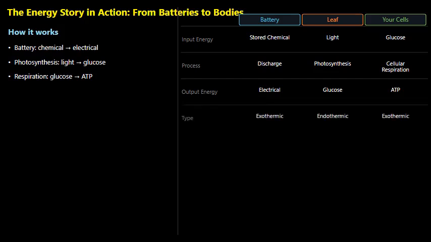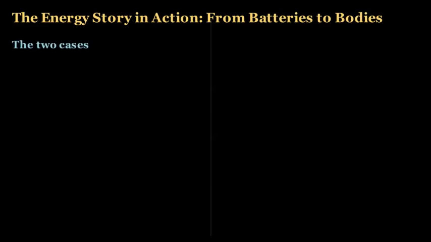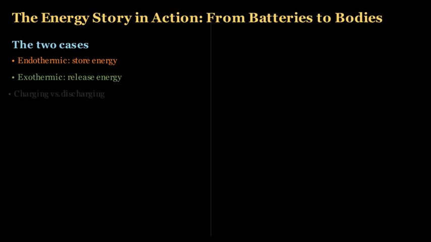The energy story always has 2 directions. Endothermic processes store energy. Photosynthesis is a perfect example. A leaf takes in low-energy carbon dioxide and water, adds sunlight, and builds high-energy glucose. Charging a battery is the same idea. You push energy in to store it.